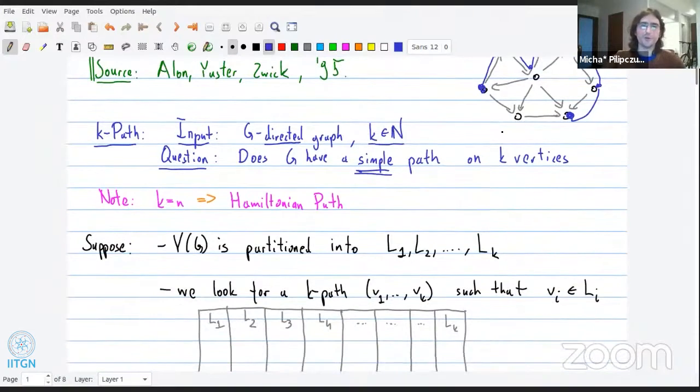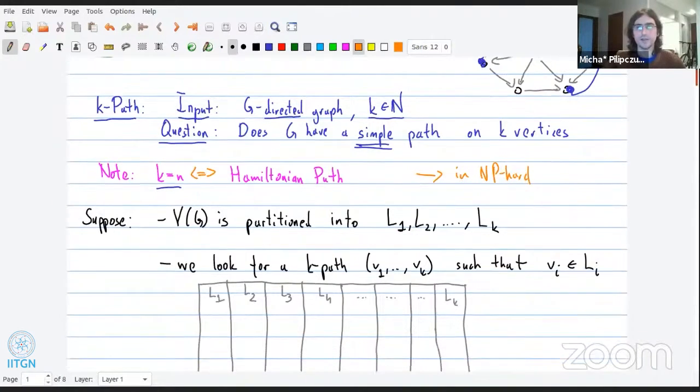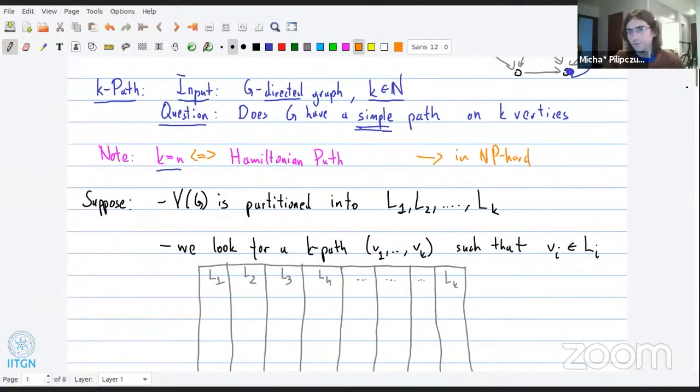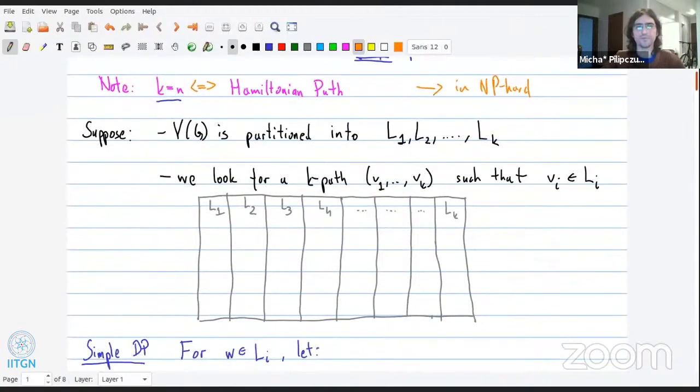So note that if I ask for k equal to n, then this is equivalent to the Hamiltonian path problem, right? So the problem is NP-hard in general, because for a particular value of k it generalizes an NP-hard problem. However, we will think about k being small, as in parameterized complexity we usually do, and we'll try to make an FPT algorithm for this problem parameterized by k, the target length of the path.